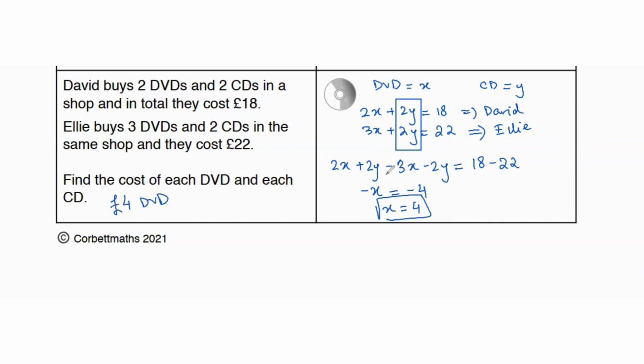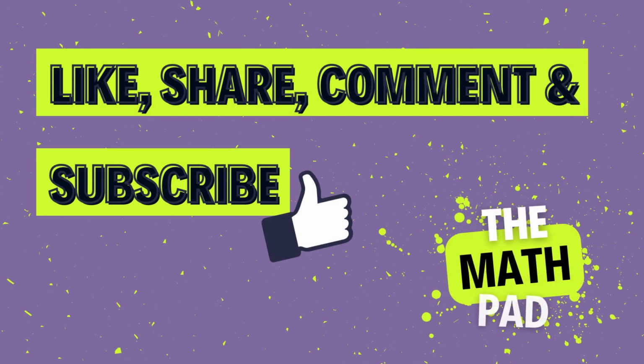And for CD, I'm just going to put x equals to 4 in either of the equations. If I pick the first one, that's 2 times 4 plus 2y equals to 18. 4 plus 2y, which is going to give us 2y equals to 14 and y equals to 7. So £7 for CDs.